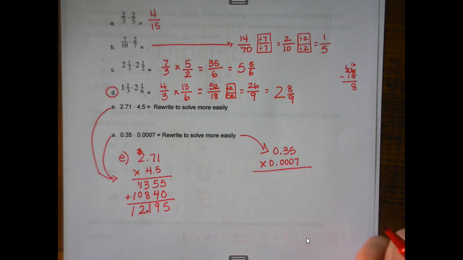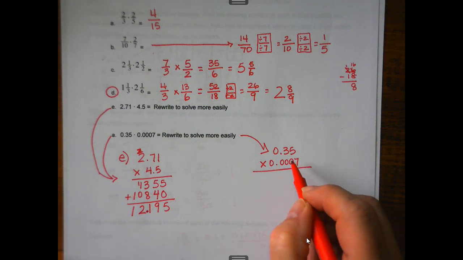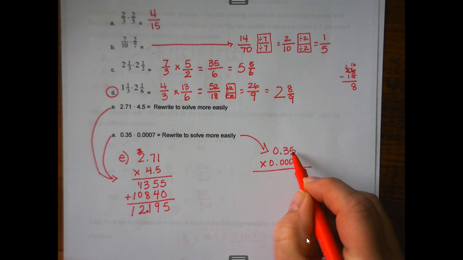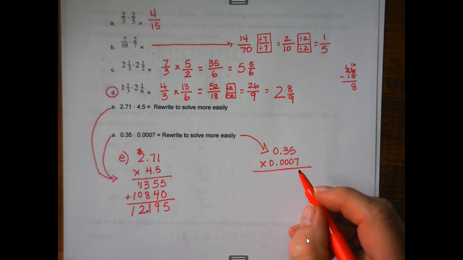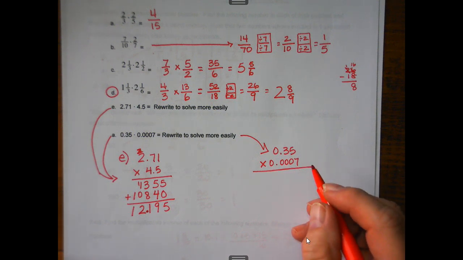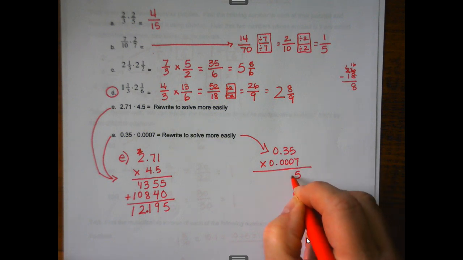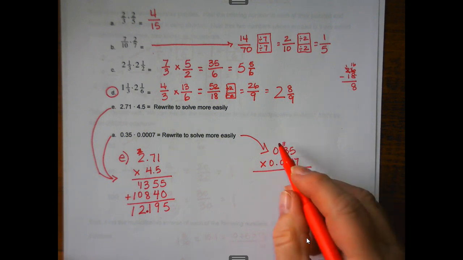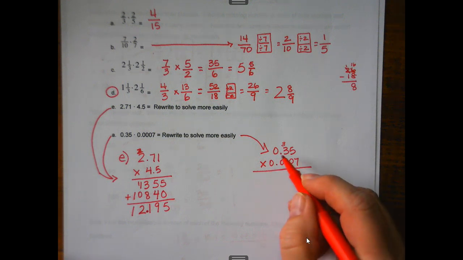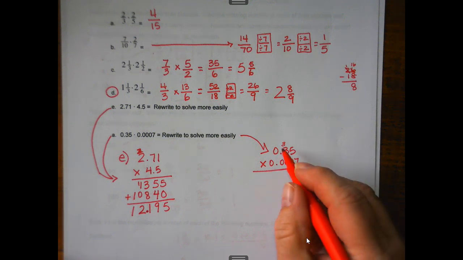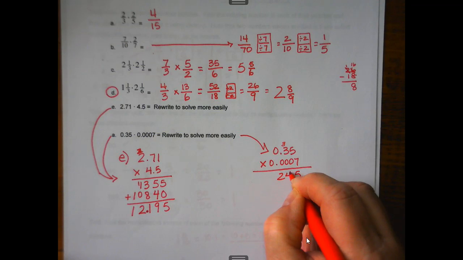And this one looks kind of overwhelming, but it's just because it has so many zeros. We really only need to multiply the 7 to the 35, and then we'll figure out how many decimal places we have to put in there. So 7 times 5 is 35. Carry the 3. 7 times 3 is 21. 21 plus 3 is 24.